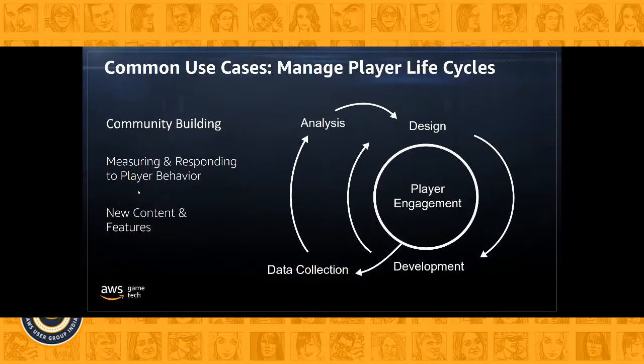And then new content and features. New content and features very much come from community building and measuring and responding to player behavior. It is the result of all of that. But there are ways, especially with CI/CD, of getting that new content and new features out very quickly, and we can help with that as well. So getting your game development pipeline optimized, and having us go in there and help you get that, engages your players and also helps keep them retained.